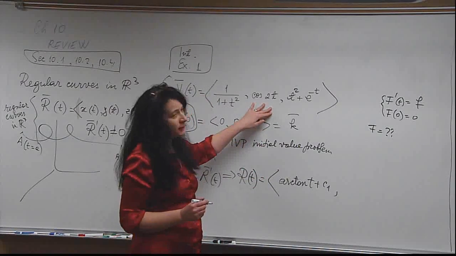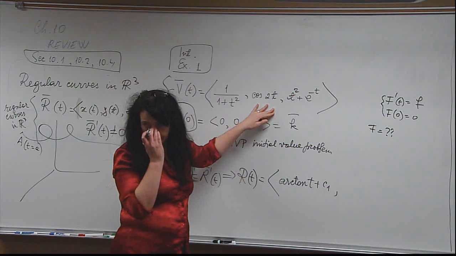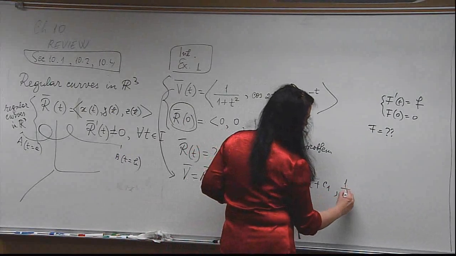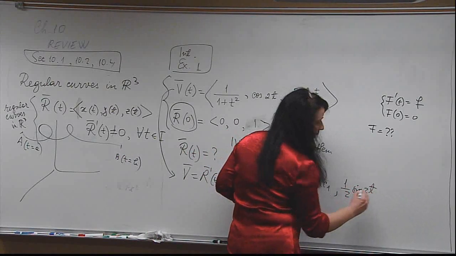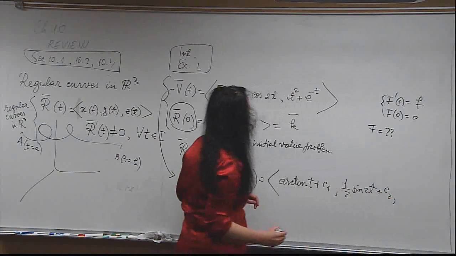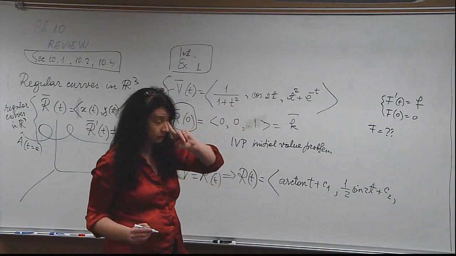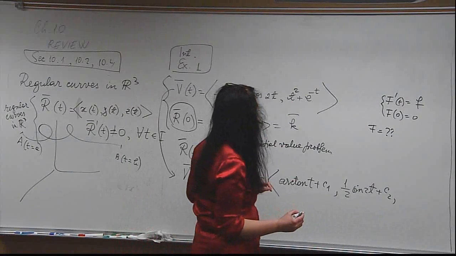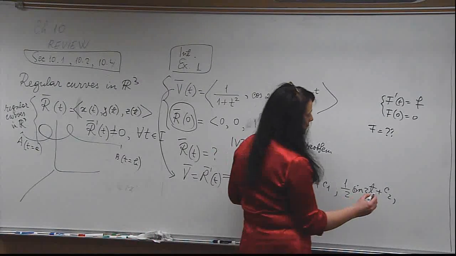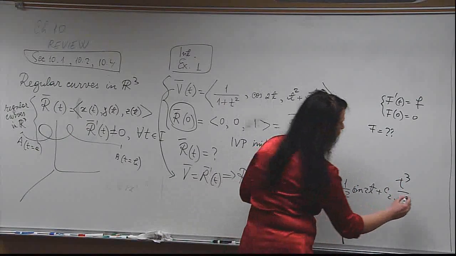Now the family of antiderivatives of cosine 2t. I know you know it: 1/2 sine 2t. Am I done? No, I should say plus C2. And finally, the family of antiderivatives of t squared plus e to the minus t. So what's the integral of t squared? T cubed over 3, and minus, excellent.